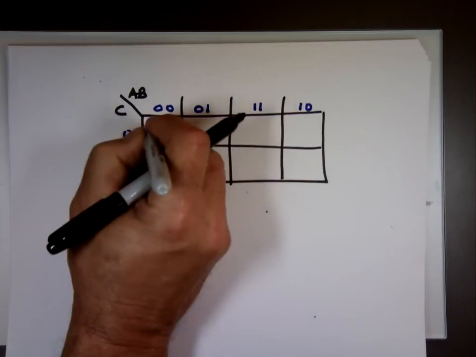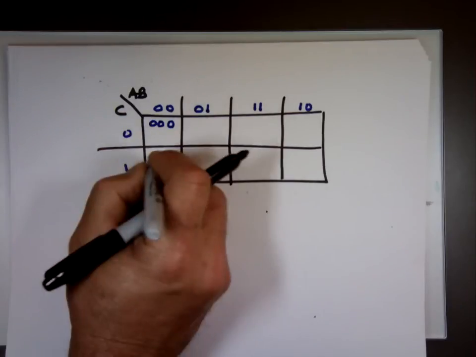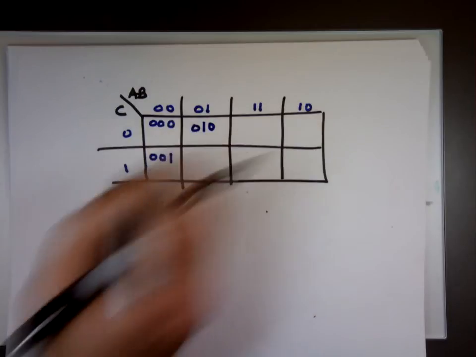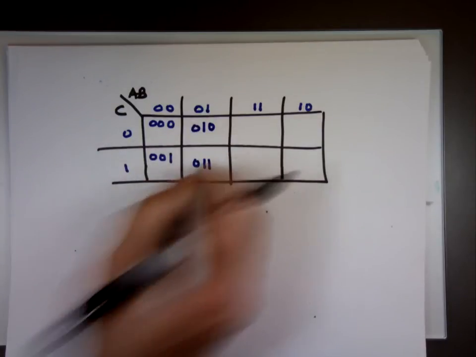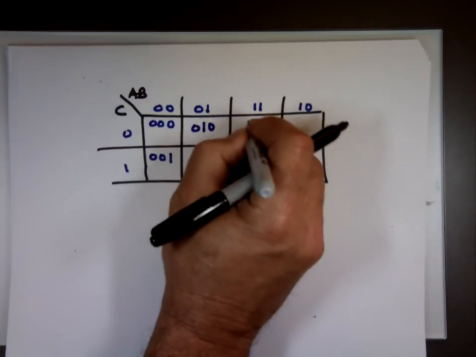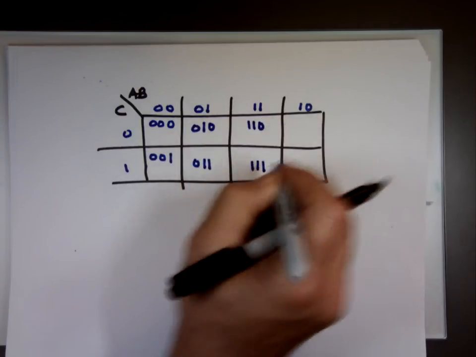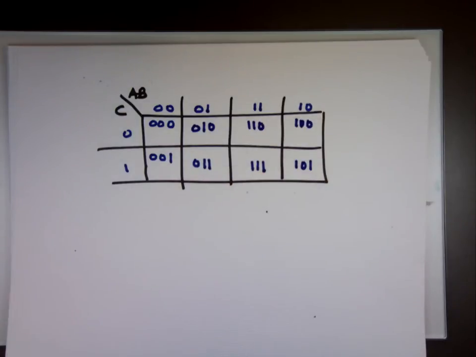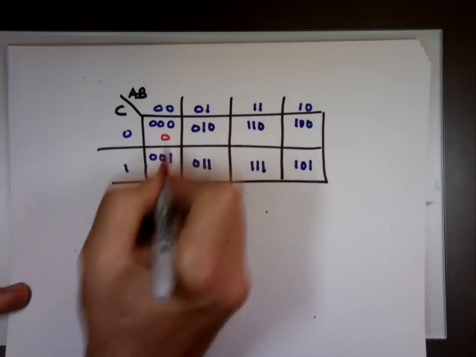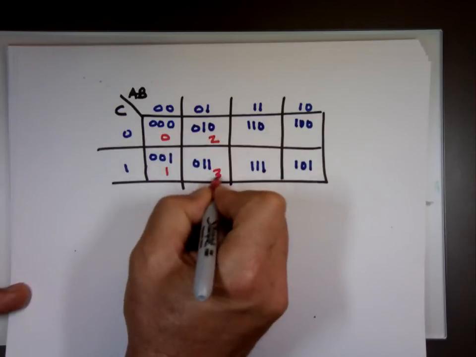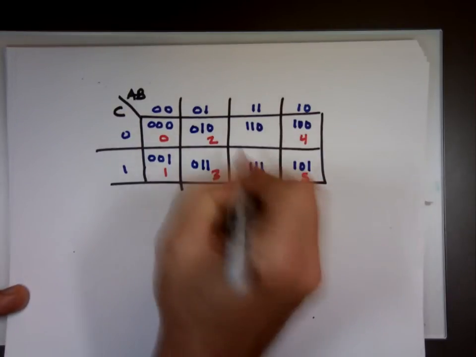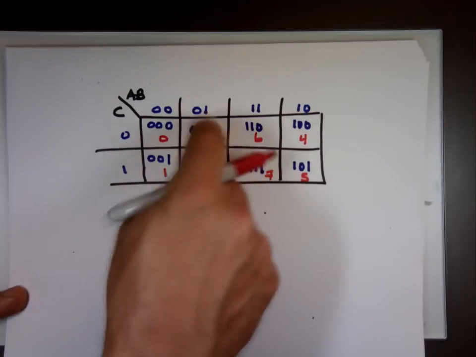So the address for this is 0, 0, 0. The address for this is what? 0, 0, 1. The address for this, 0, 1, 0. The address for this, 0, 1, 1. The address for this is what? 1, 1, 0. 1, 1, 1. 1, 0, 0. 1, 0, 1. So basically, let me number them here. This is location 0, 1, 2, 3, 4, 5, 6, 7. That's why I label them that way.